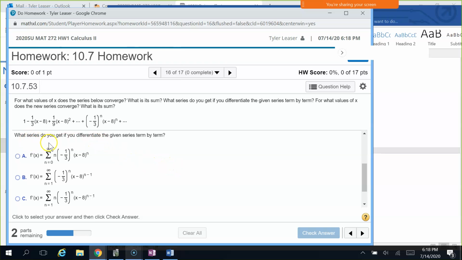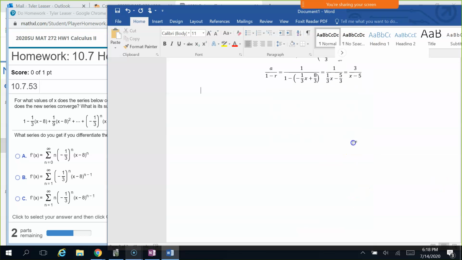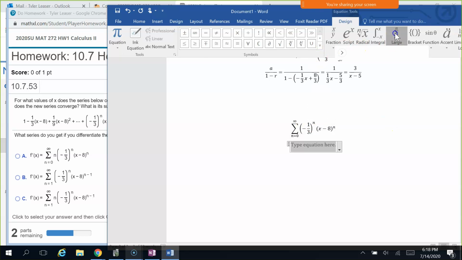The next part, what series do you get if you differentiate the given series term by term? So for that, let me just write out the series again. To differentiate term by term, you want to think of the x as being the variable that you're differentiating with respect to, and you just do it normally as if there wasn't a sum out in front. So the derivative of the above statement still is going from n equals 0 to infinity. That negative 1/3 to the n is a constant with respect to x, so I'm just going to leave that alone.